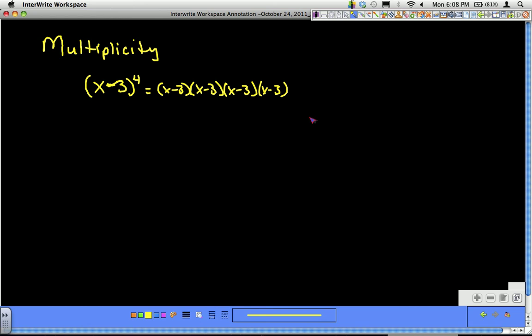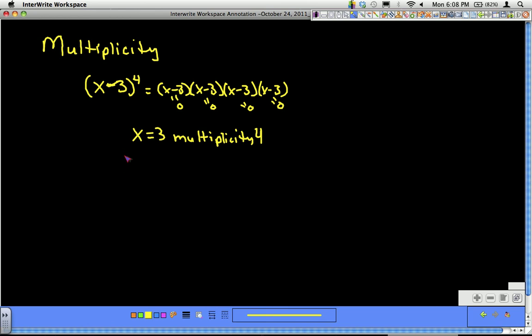And if I set it equal to 0, it means either this one's equal to 0, this one's equal to 0, this one's equal to 0, or this one's equal to 0. Well, obviously we're going to get the same answer for all of them. We're going to get x equals 3. So instead of writing x equals 3 four times, we just say that x equals 3 multiplicity 4. Now there's a few things that are going to happen with this, but for the time being, this is just how we would name it.